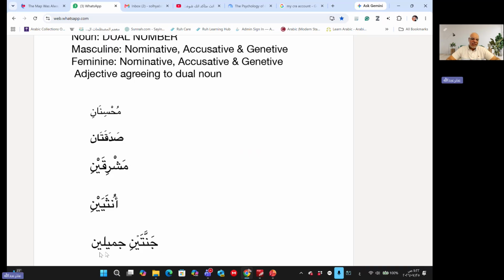جنتين جميلتين. I can affirm that we do not have this in the Quran. جنتين, we have جنتين, but we do not have جنتين جميلتين. This is not the style of the Quran. But أنثيين is in the Quran. جنتين is in the Quran. مشرقين is in the Quran. جميلتين, صدقتان, محسنان. These are not in the Quran.